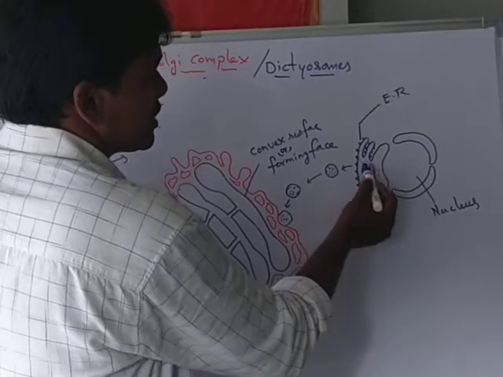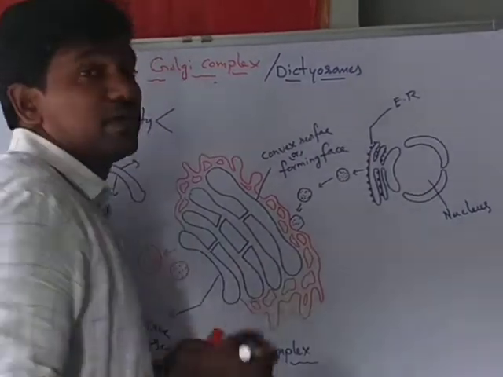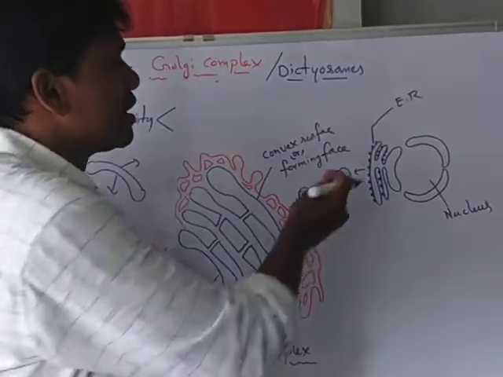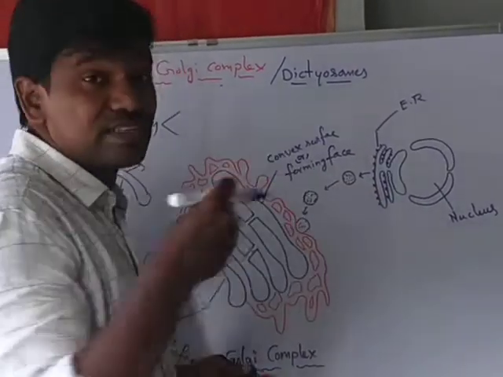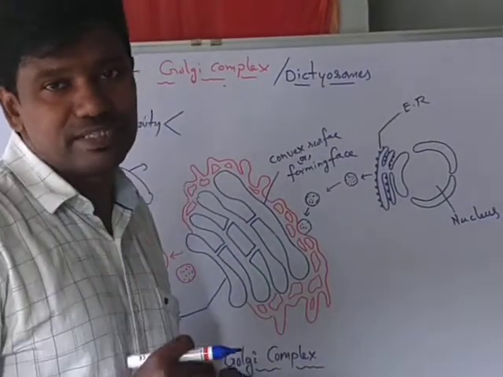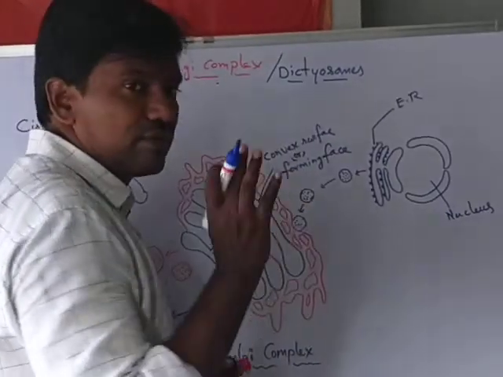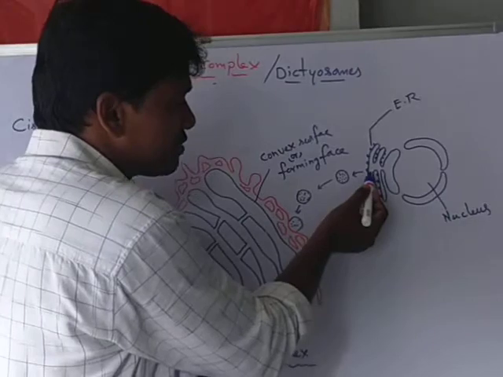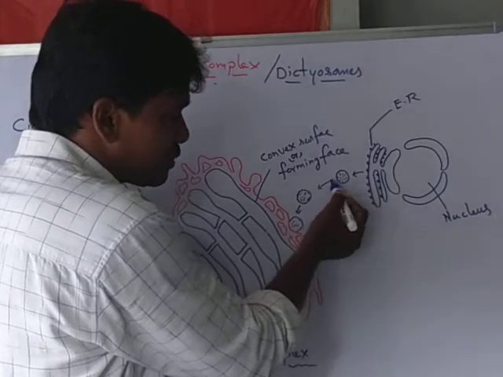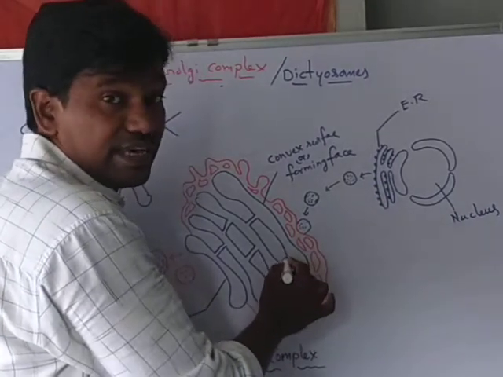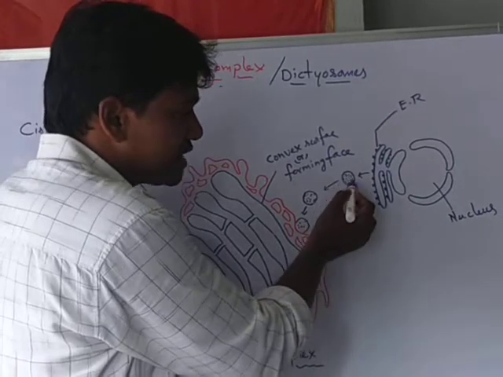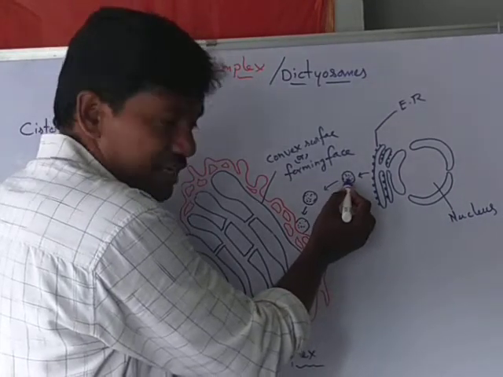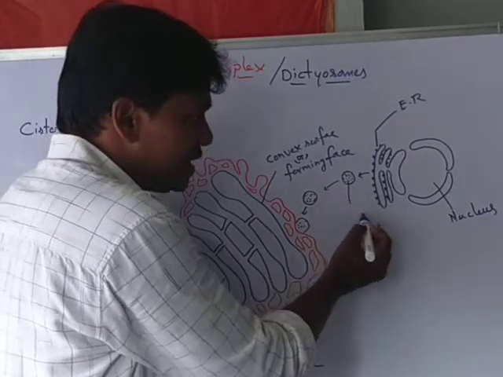So this is the nucleus and this is the endoplasmic reticulum. Generally, the endoplasmic reticulum produces or synthesizes proteins and lipids. If the rough endoplasmic reticulum synthesizes proteins, the proteins will be transported to the Golgi through vesicles.